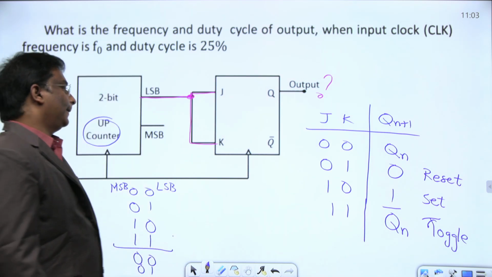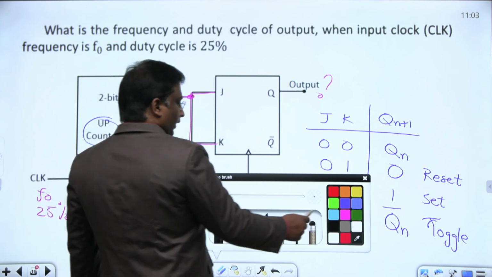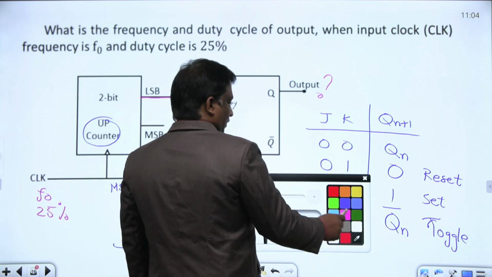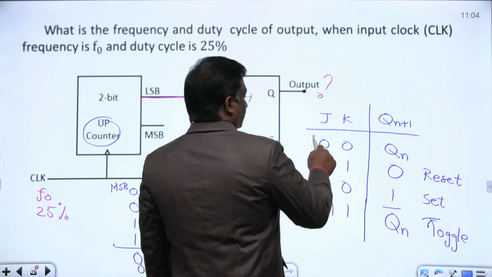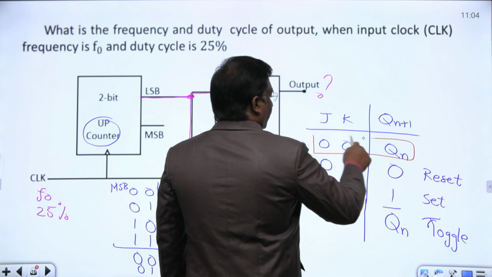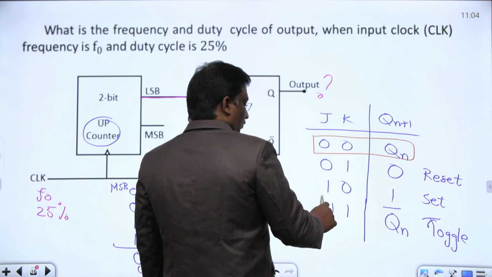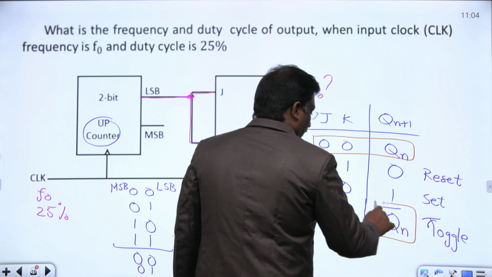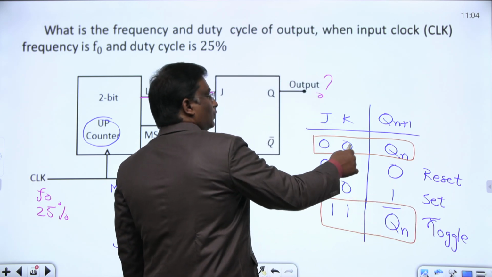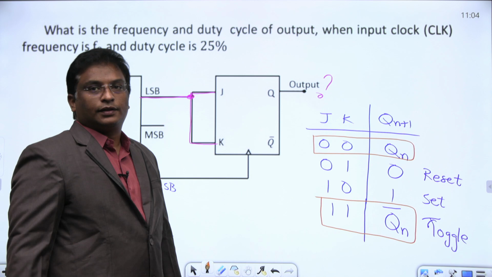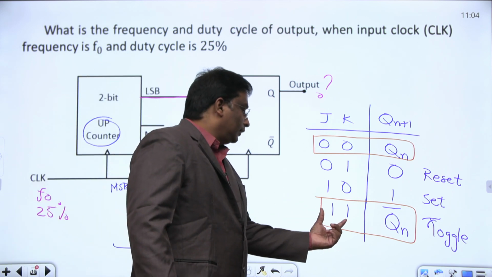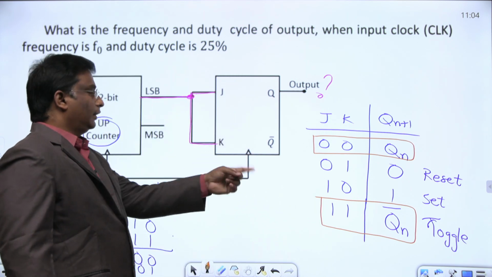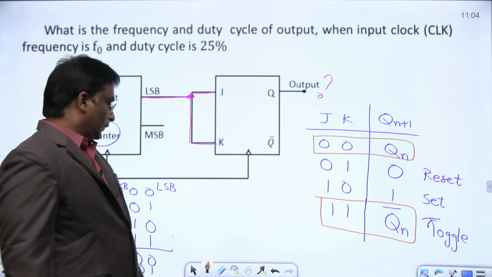And right now we require these two cases. Notice here, which cases we require? When both the inputs are connected to the same thing, 0 0, or both the inputs are connected to the 1s. When both are 0 0, you are getting the previous state itself. When both are connected to 1, J1, K1, then toggle of the previous.